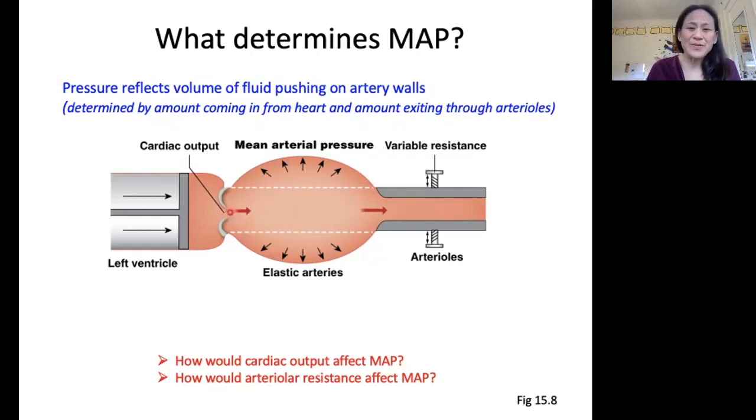So I would like you now to ponder these questions here. How do you think cardiac output is going to affect MAP? And how do you think arteriolar resistance is going to affect MAP? If cardiac output goes up, if arteriolar resistance goes up, what is the effect going to be on MAP? Take a moment to think about that.